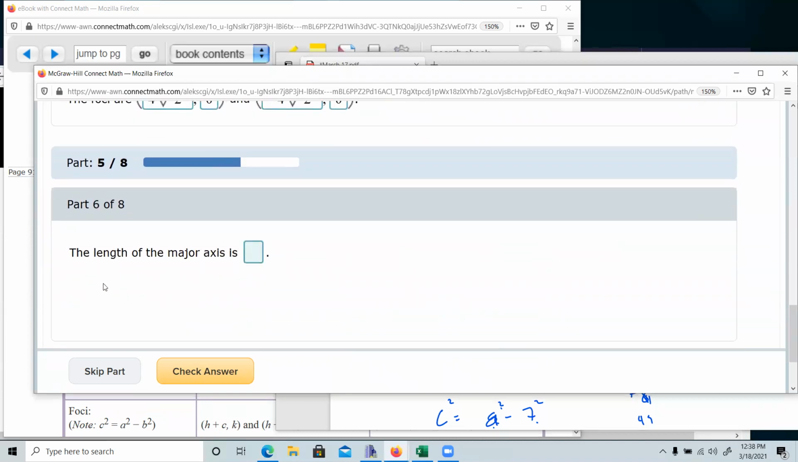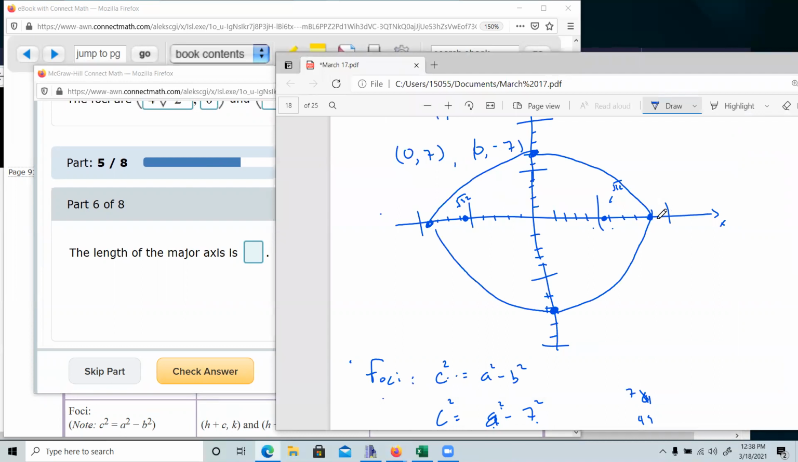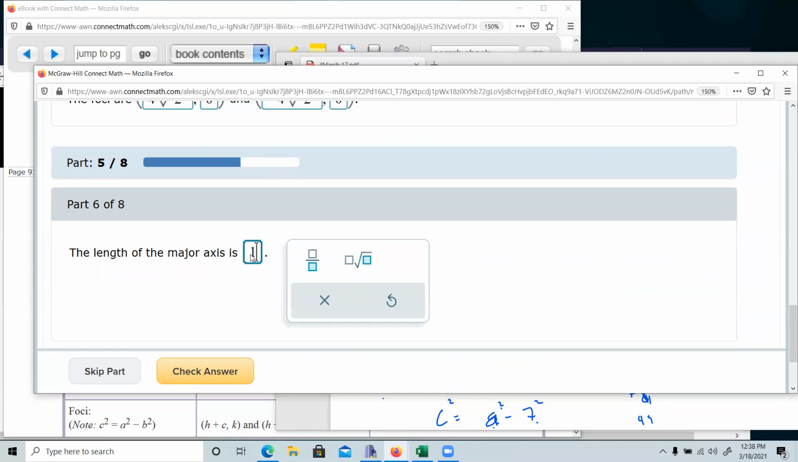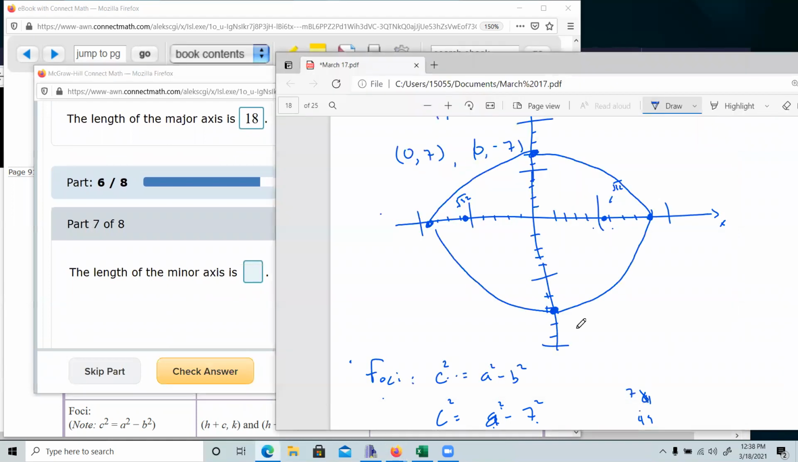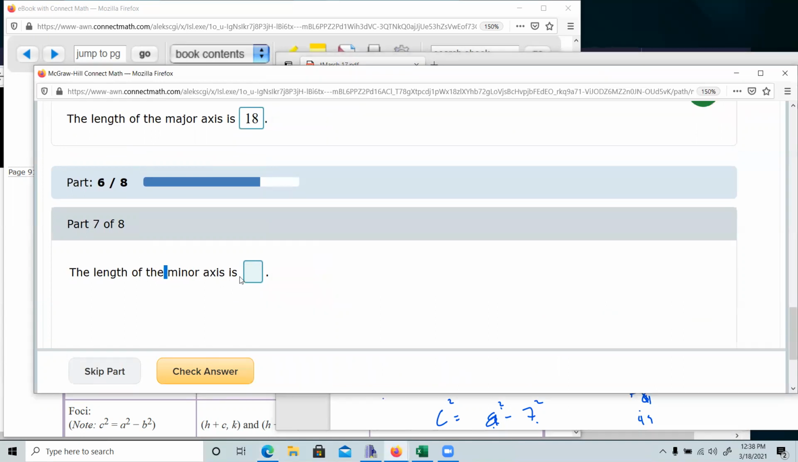All right, length of the major axis. You can count them, right? They go from 9 to -9. It's 18. All right, length of the minor axis. And again, we're going from 7 to -7. So 7 minus -7 is 14.